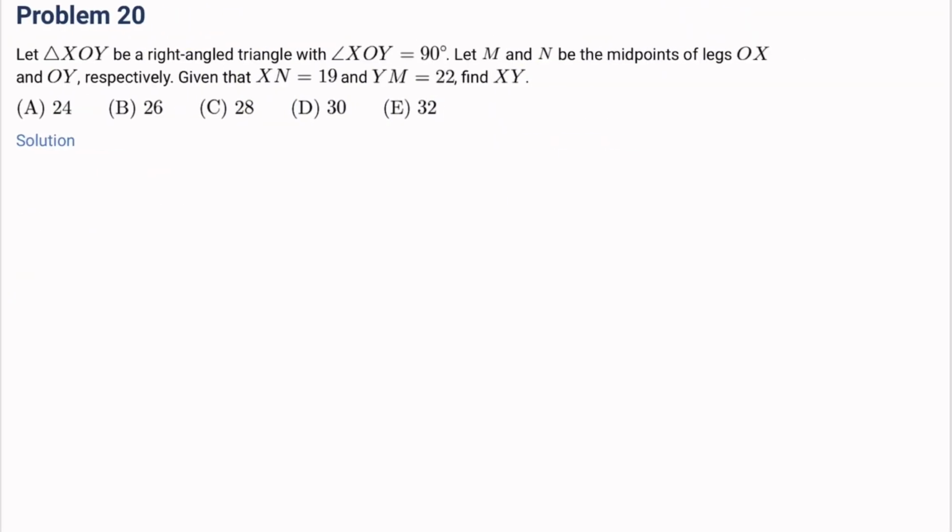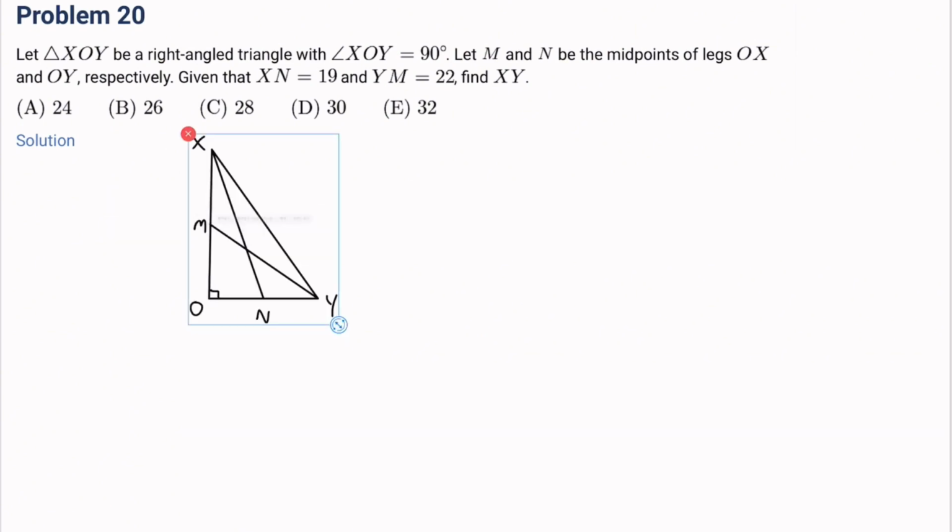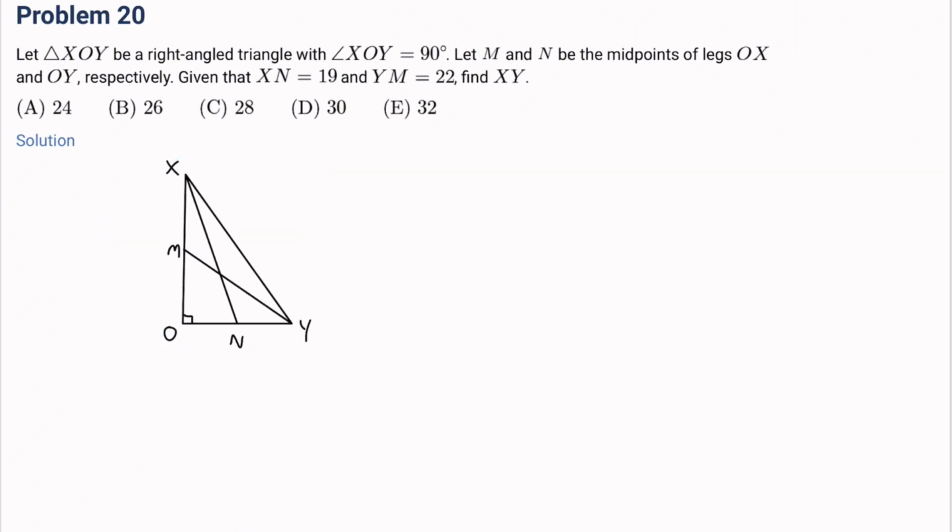Number 20, let triangle XOY be a right triangle with angle XOY equals 90 degrees. Let M and N be the midpoints of legs OX and OY respectively. Given that XN equals 19 and YM equals 22, find XY. Okay, so let's first draw a diagram of this. We will have angle XOY equals 90 degrees, right?